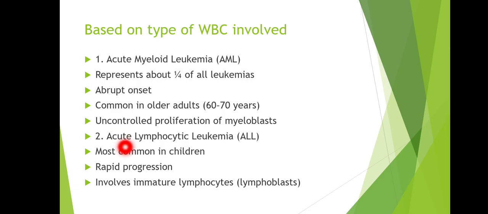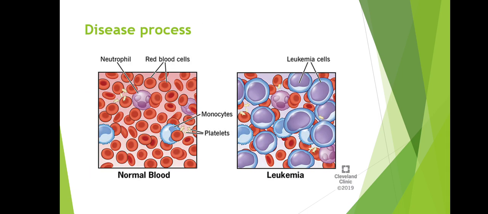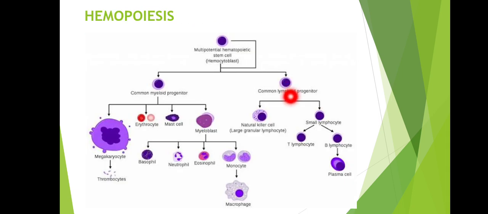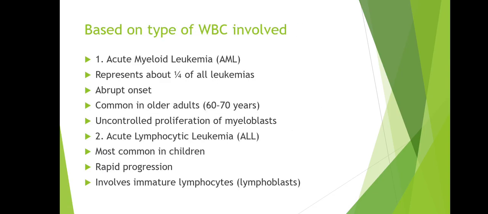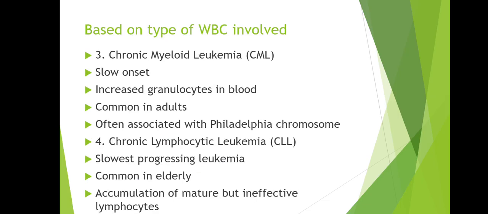Then we also have acute lymphocytic leukemia. Remember the lymphoid progenitor that I was showing you? We have the lymphoid progenitor here, which produces the what? The lymphocyte. So what happens in this particular disease is that it is the most common in children, with rapid progression that involves immature lymphocytes, which proliferate too long.